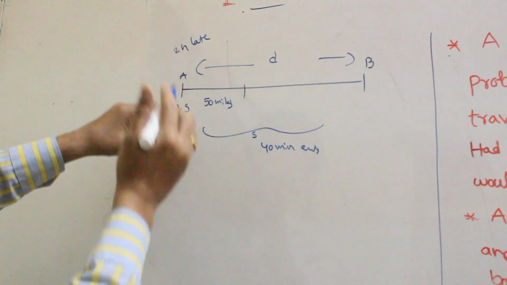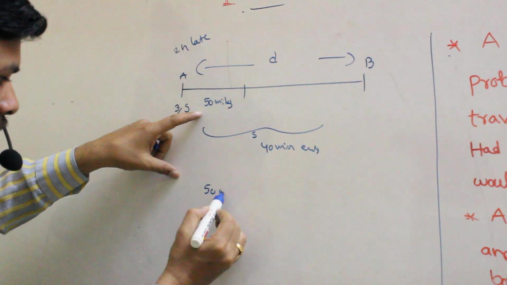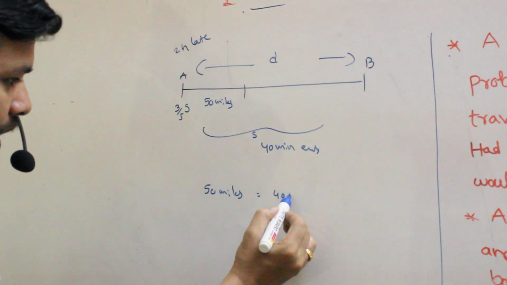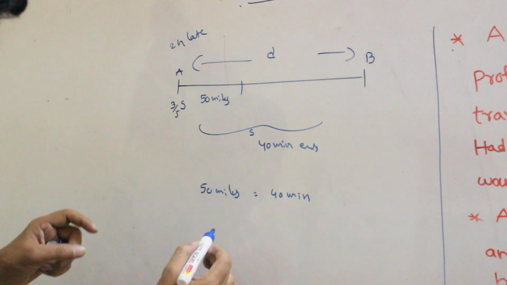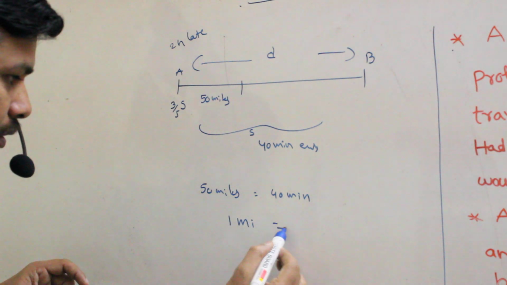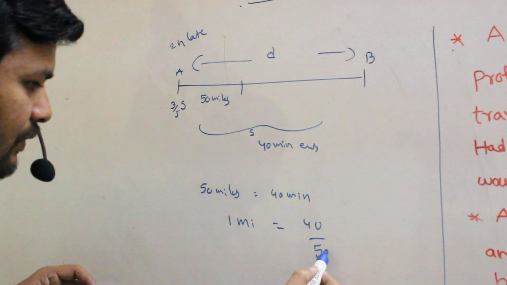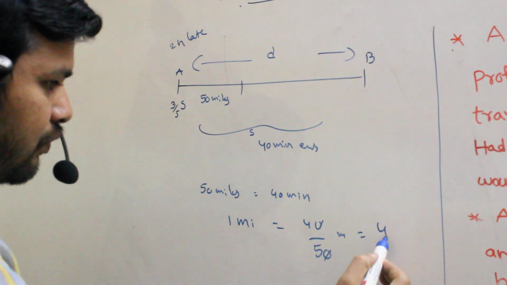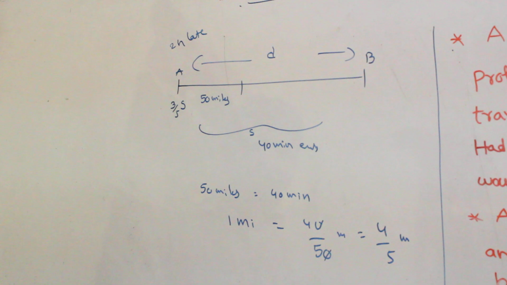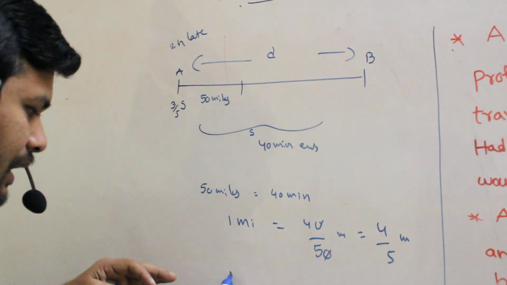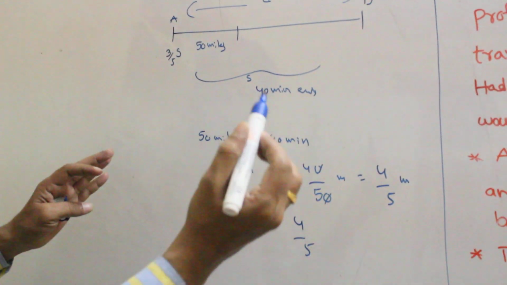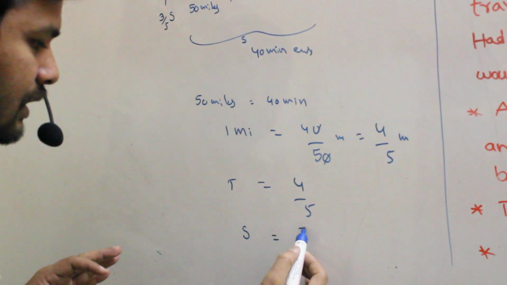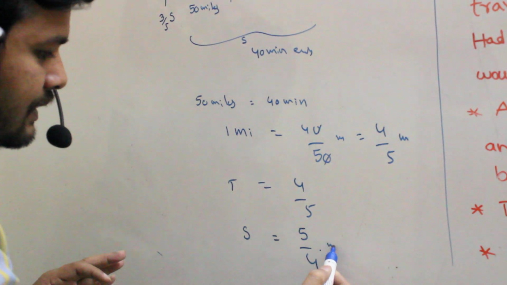Just observe this one. 50 miles distance, what is the time? 40 minutes is the moving. But 1 mile equals 40/50 minutes, that means 4/5th of a minute. The time is 4/5 minutes, but speed is always the inverse ratio of the time, that equals 5/4 miles.